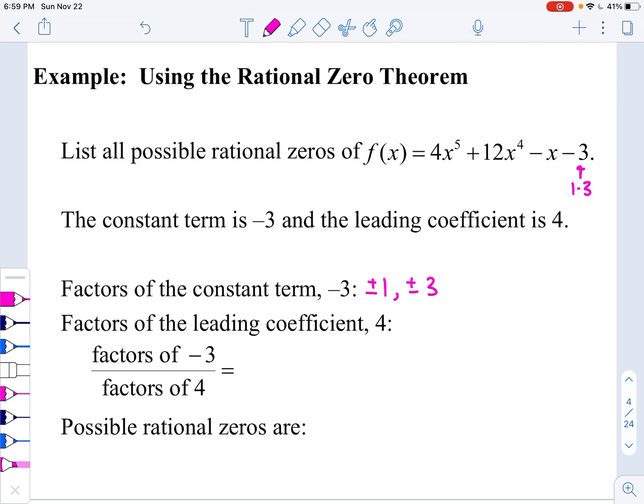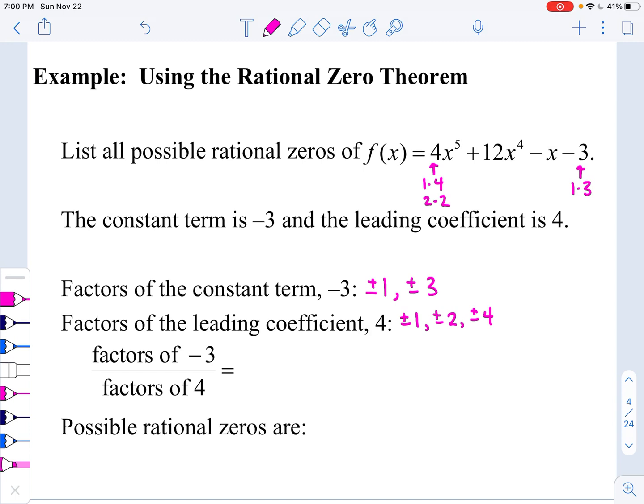And then for the leading coefficient, how do we make a 4? Well, we can make 4 by 1 times 4 or 2 times 2. That means we're going to have positive or negative 1, positive or negative 2, and positive or negative 4. No need to repeat the number 2, because in 2 times 2, 2 is just one factor. So then we're going to take all of our factors of negative 3 on the top and all the factors of 4 on the bottom, and write out all the possibilities.